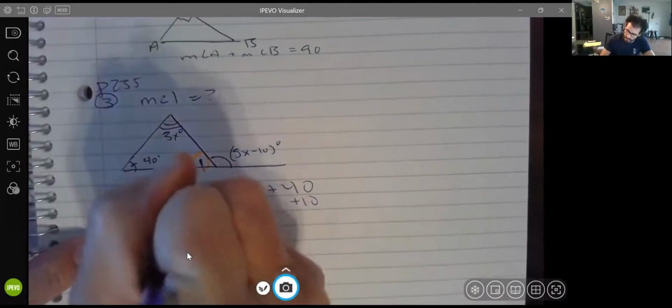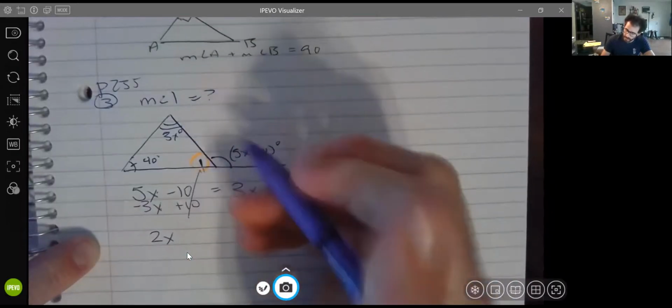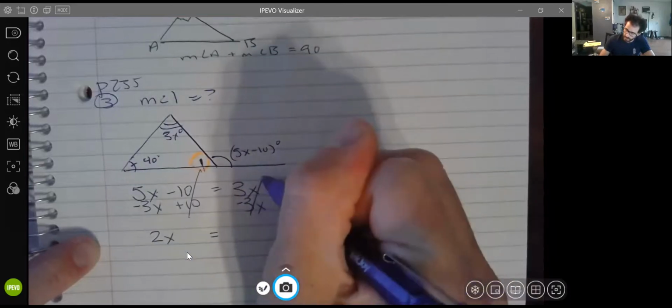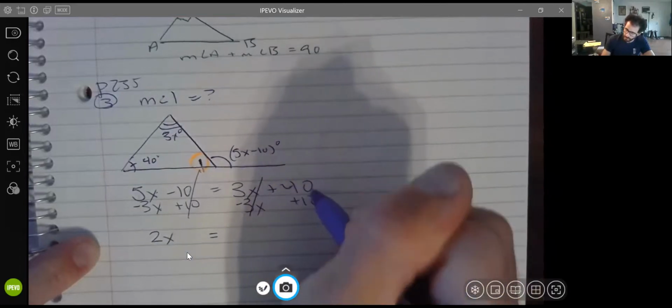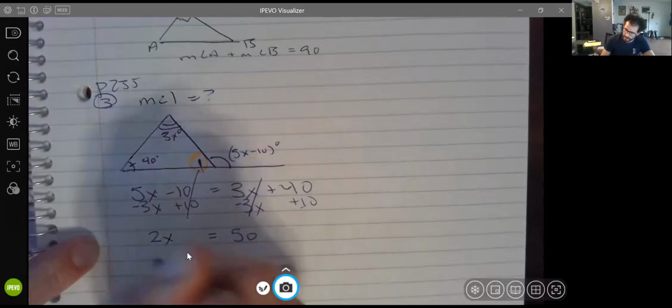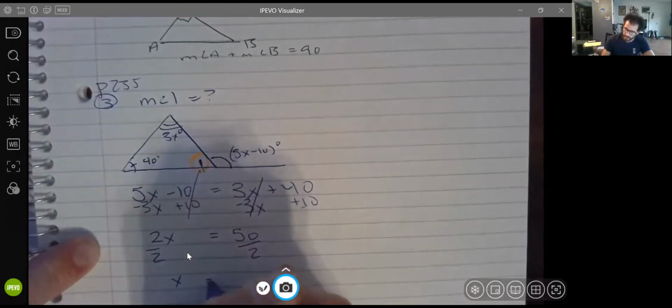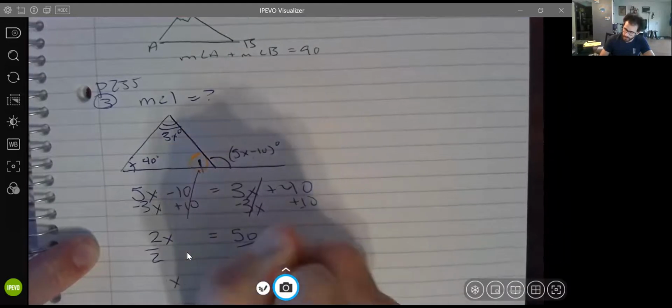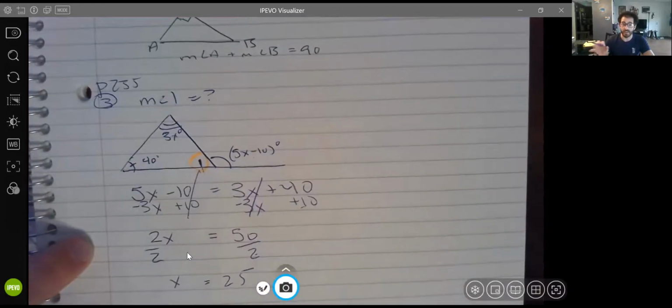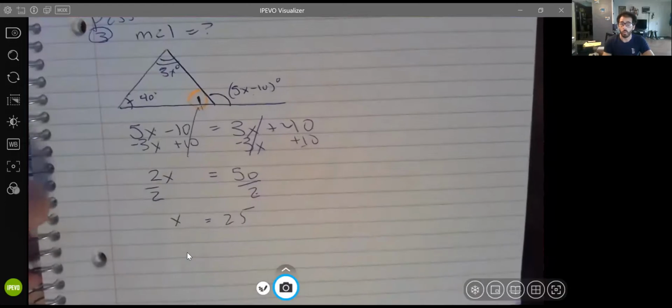5x minus 3x is 2x. Negative 10 plus 10 is 0. 3x minus 3x is 0. 40 plus 10 is 50. Divide by 2 on both sides, and x equals 25.